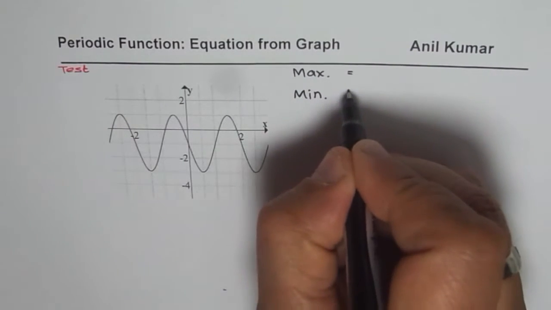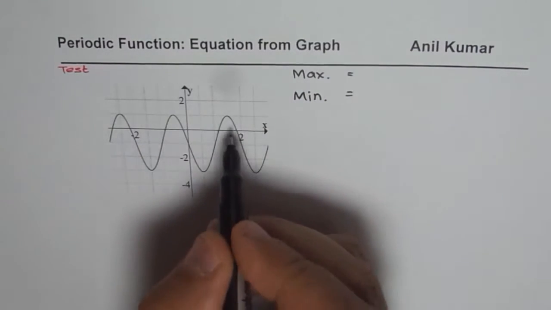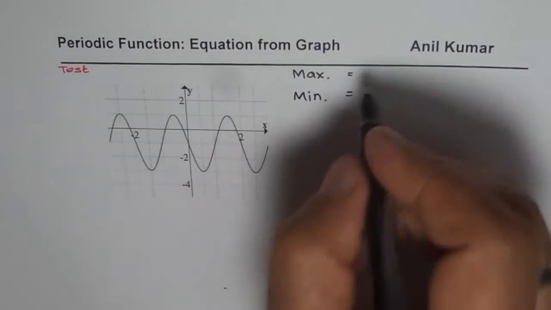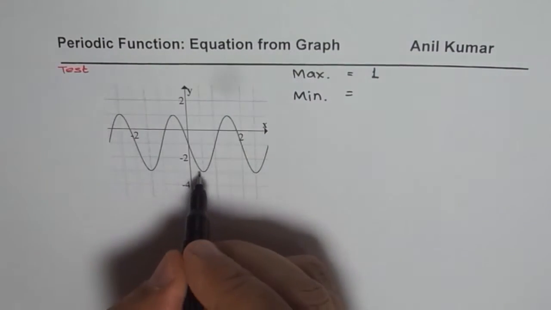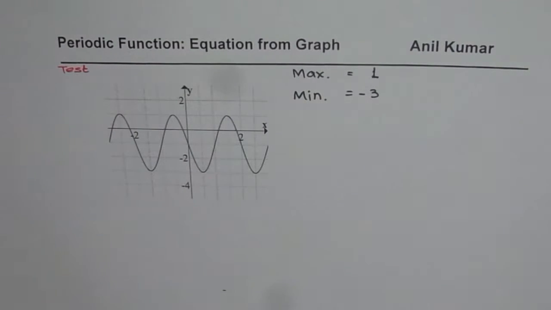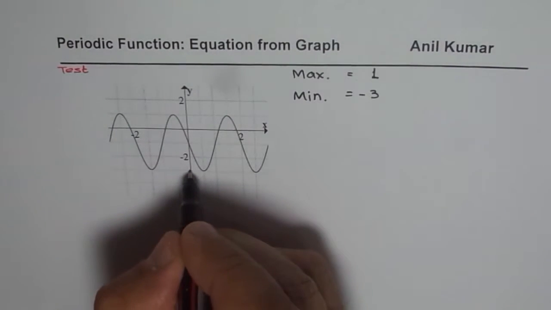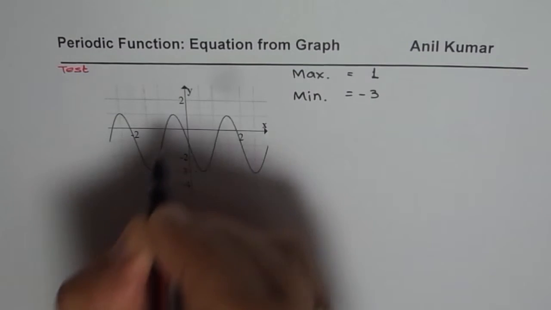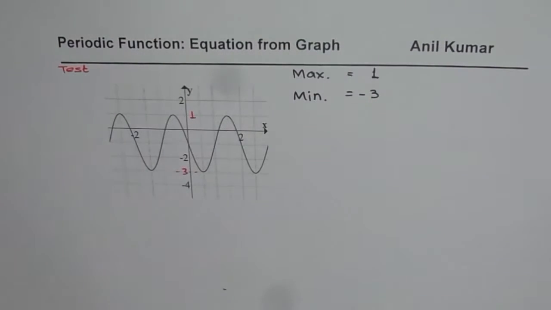So the maximum value from the graph seems to be 1. So maximum is 1. Minimum value is -3. So minimum is -3, right? So this is the minimum value, -3. So let me write -3 and 1, the maximum value.